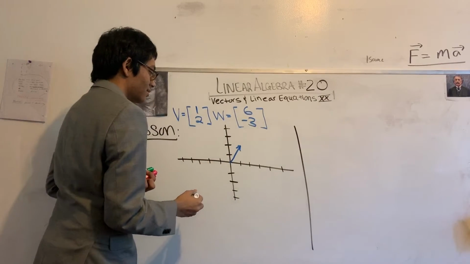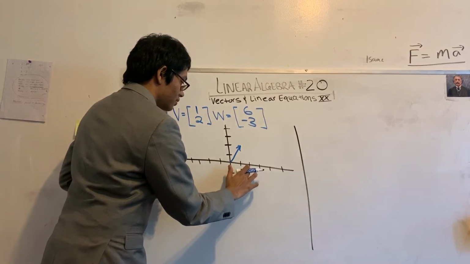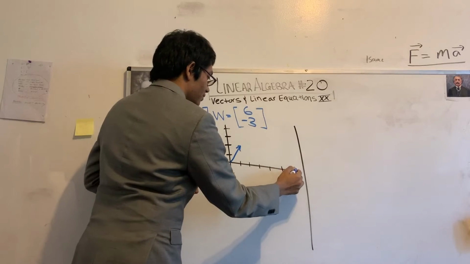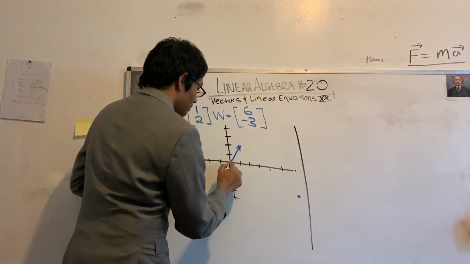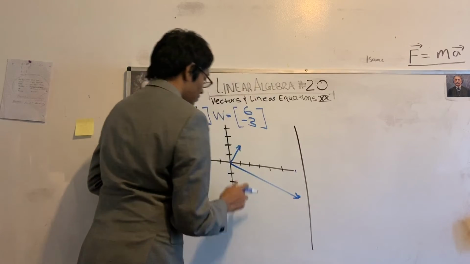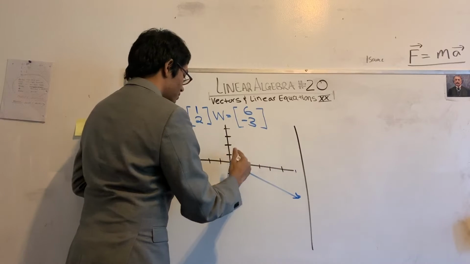And my second vector, (6, -3). 1, 2, 3, 4, 5. So 6 would be here, minus 3 is like here, right? So those are my two vectors.